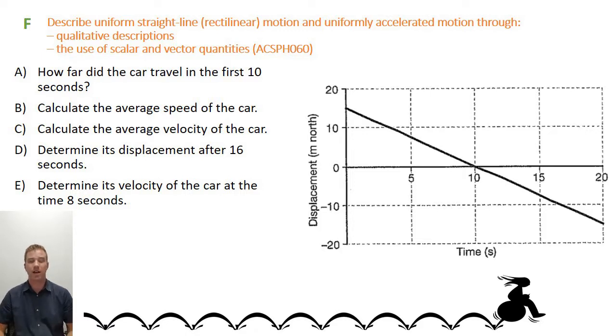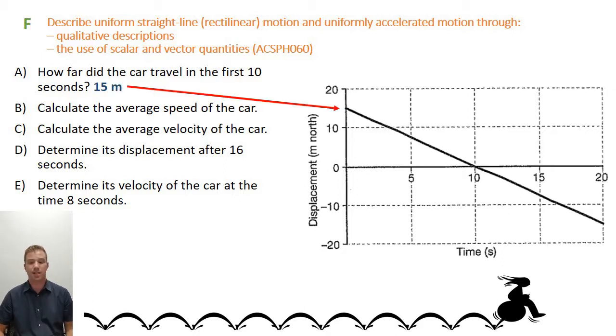When we're reading on how far did the car travel in the first 10 seconds, then we're looking at the distance traveled. So you can see here that at 10 seconds, its displacement is 0, and it began at 15. So how far did the car travel is 15 meters, okay? Now let's have a look at average speed.